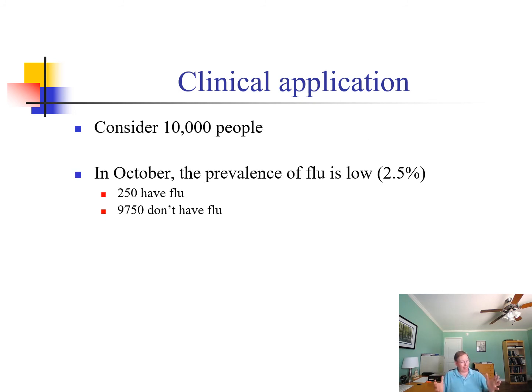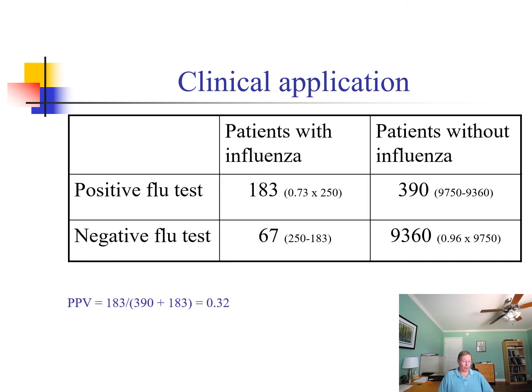So I'm going to go back. I'm going to consider some arbitrary number of people, call it 10,000. If the prevalence is 2.5%, 250 will have flu, 9,750 will not have flu. I can use the medical sensitivity, 73%, and specificity, 96%, to calculate the true positives and true negatives, and then the false positives and negatives by difference. And I've done that in this 2x2 table. When I've done that, I can calculate then the positive predictive value, which ends up being 32%.